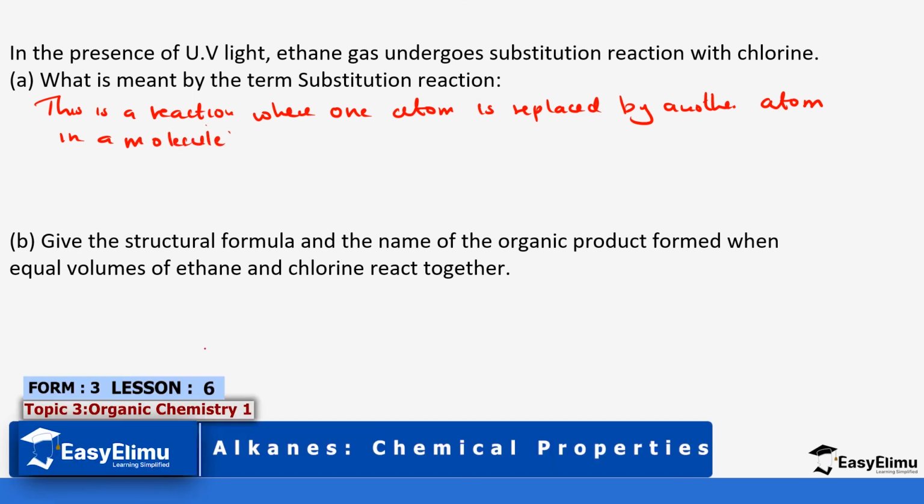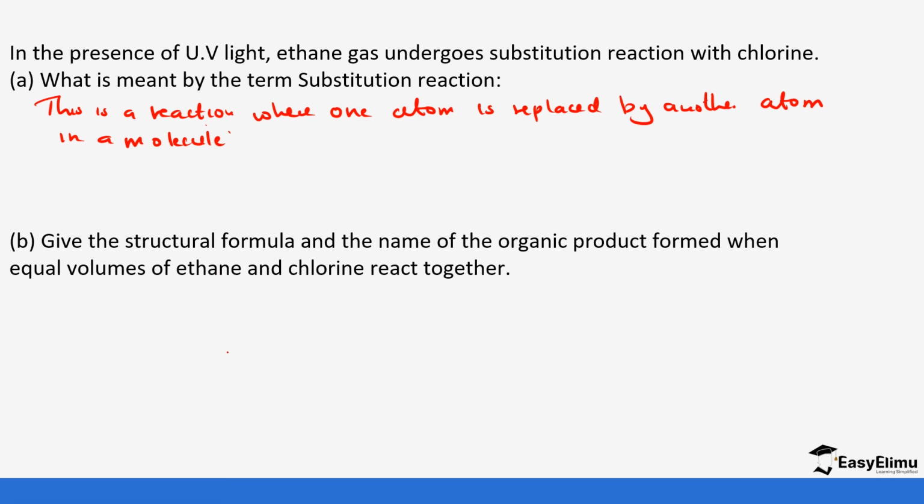Give the structural formula and the name of the organic product formed when equal volumes of ethane and chlorine react together. So we said when we have equal amounts, you get only the first product. So we are only going to replace one. So the structure, remember the question is on the structure. So we'll put that. And the name will be 1-chloroethane. If it was in excess, you'd form the final product.